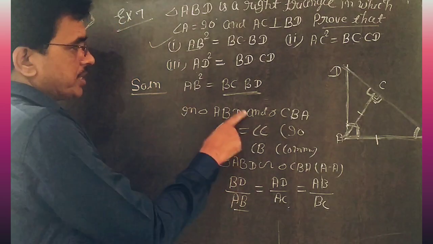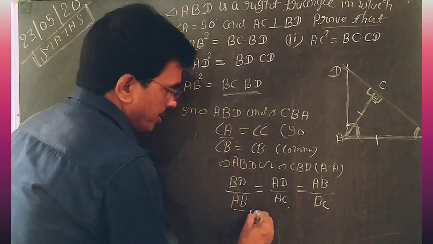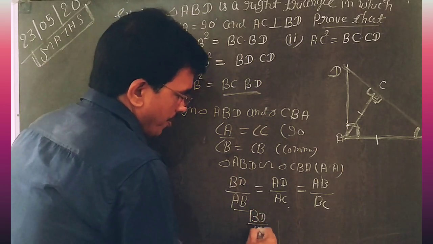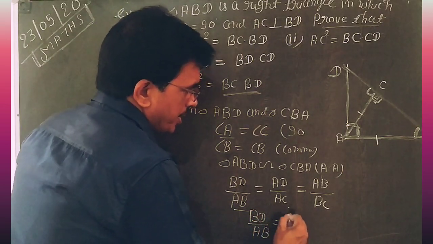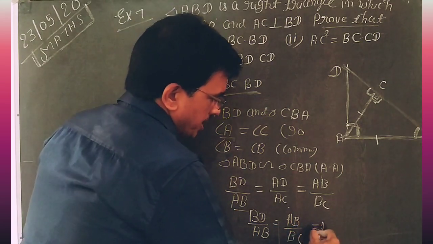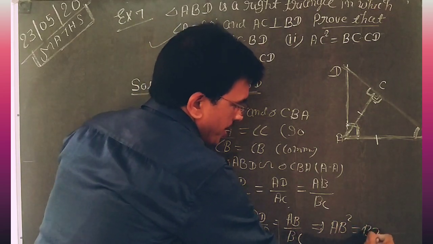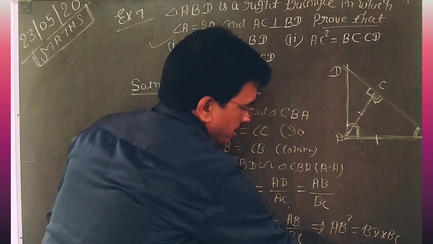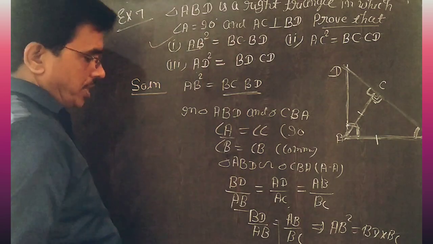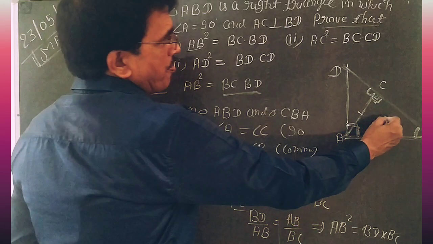Here you get AB square, so find out first and last. So you write BD by AB is equal to AB by BC, and by cross multiplication you get AB square is equal to BD into BC. So it is the first solution of your question. First you take the similar relation between these.